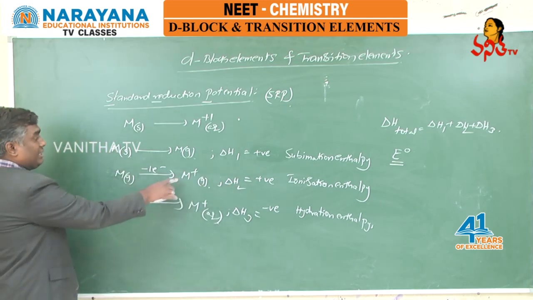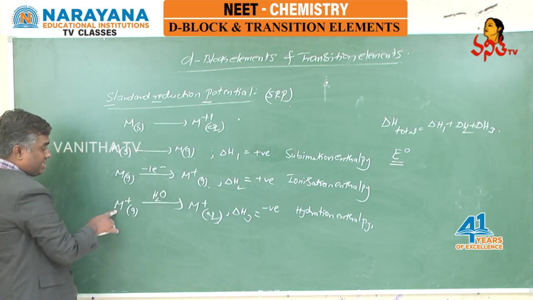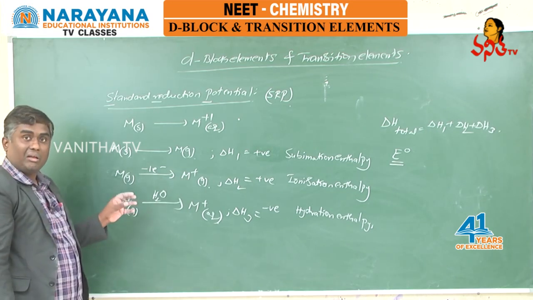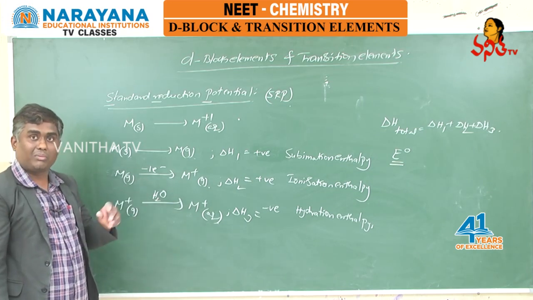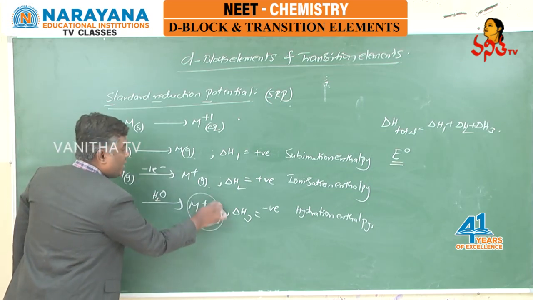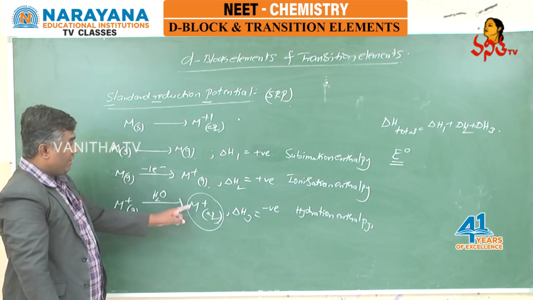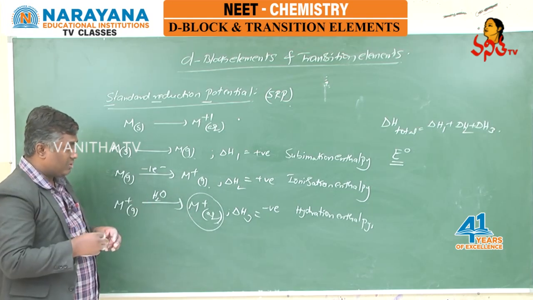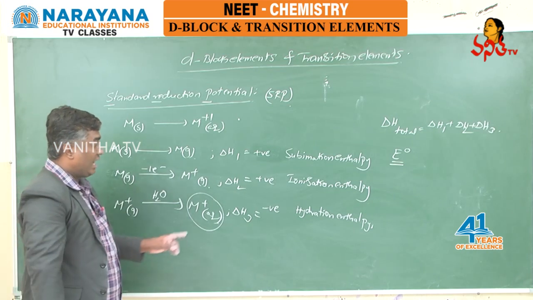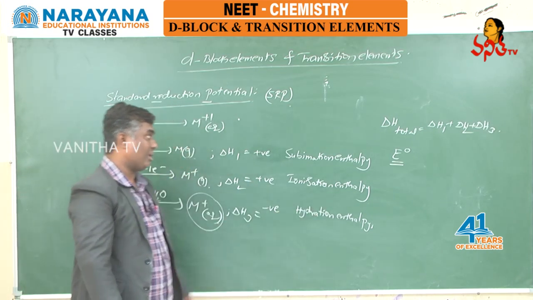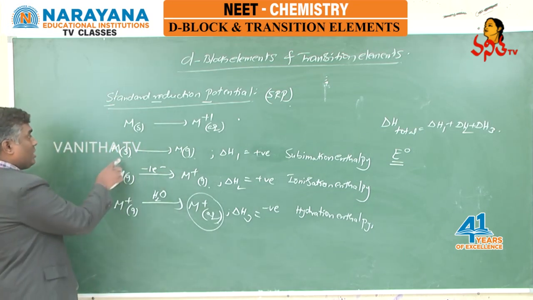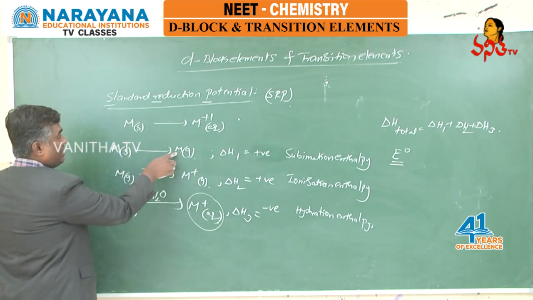At the same time, this gaseous metal ion I took in the next step, and when we drop this gaseous metal ion in water, it will be surrounded by water molecules and become aqueous metal ion. When metal ions are surrounded by water molecules, heat energy is released, and that is exothermic, so it is known as hydration enthalpy.